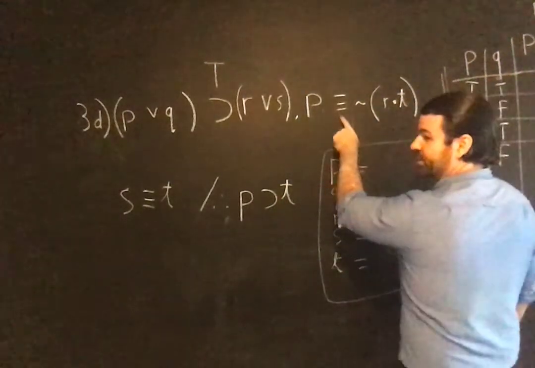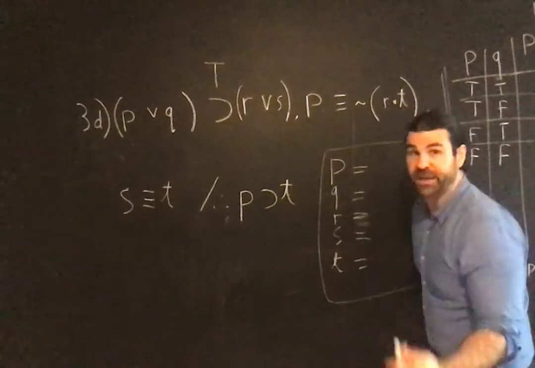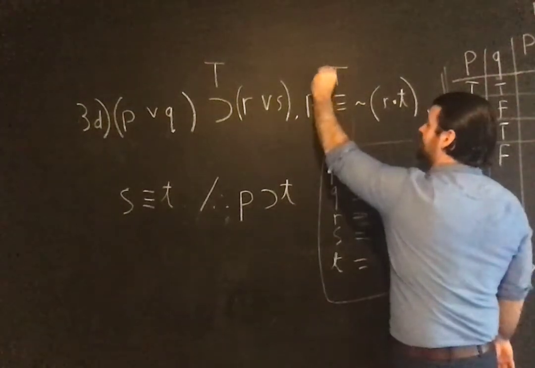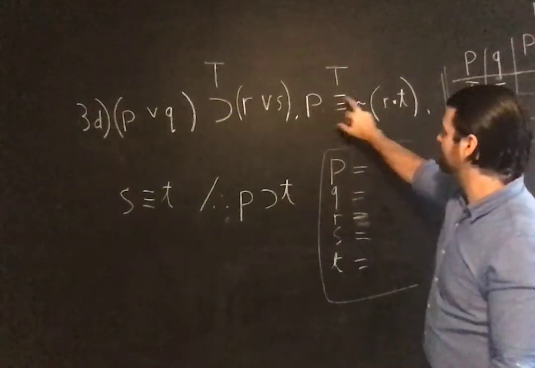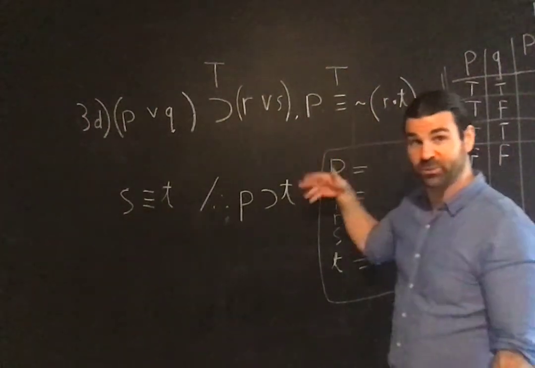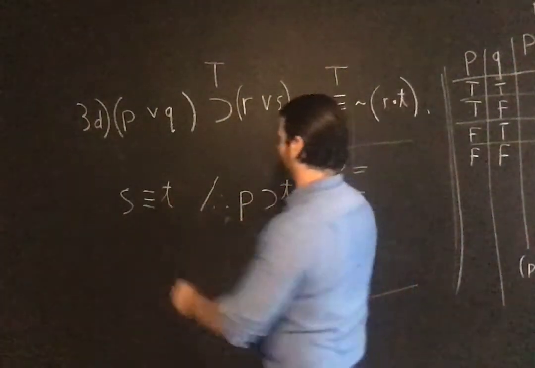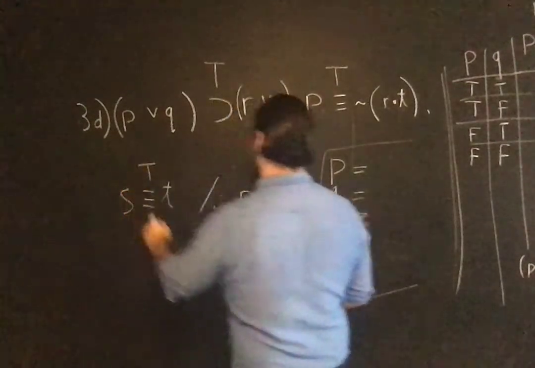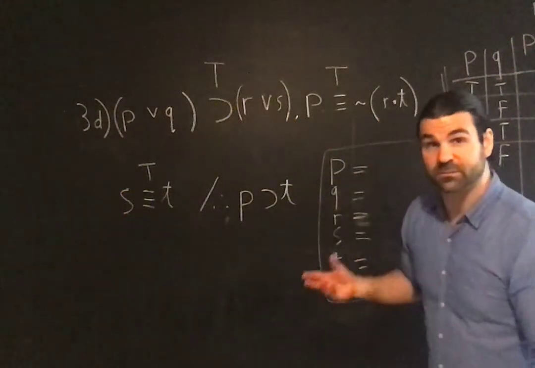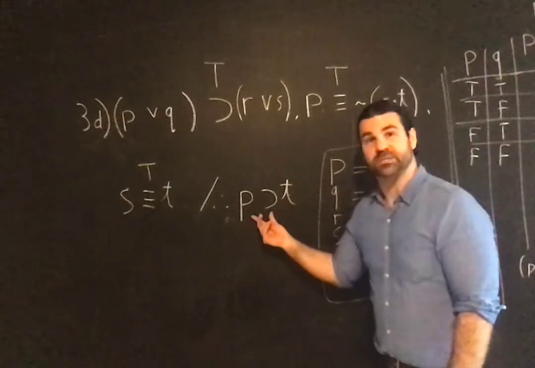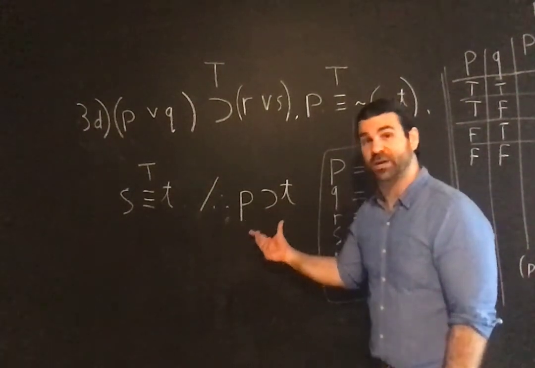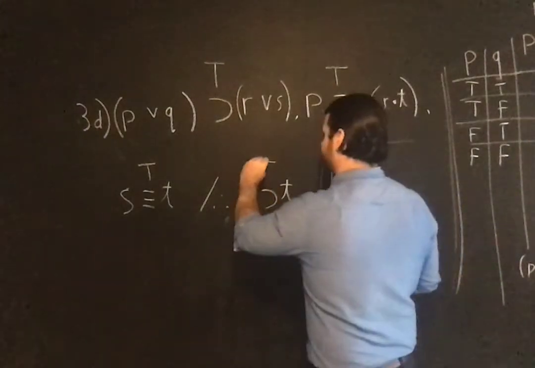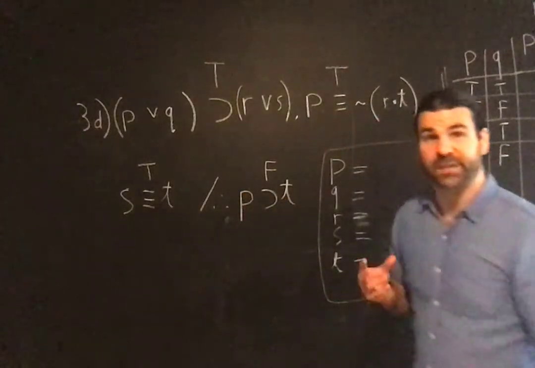What's this major operator? It's the biconditional. I make this true. I assign T to the major operator. I don't know the truth values of these yet. That's what I'm going to try and work out. Third premise, I've got three premises here. And take note of this part: what truth value am I going to assign the conclusion? That's right, false. I want a counterexample.